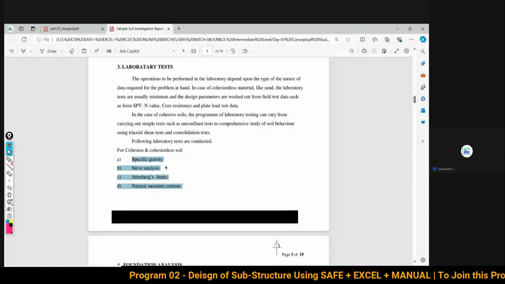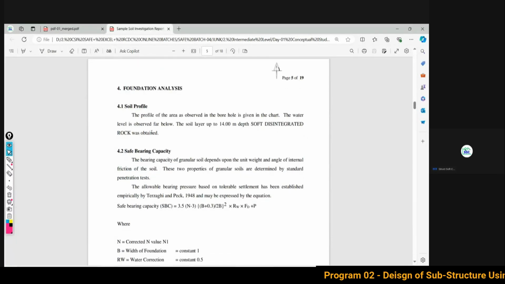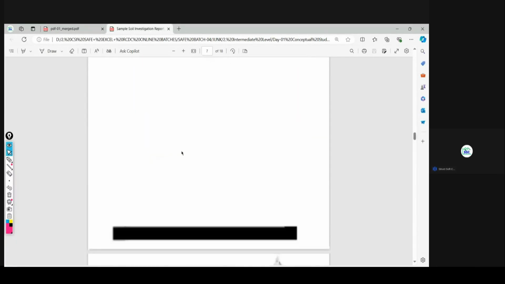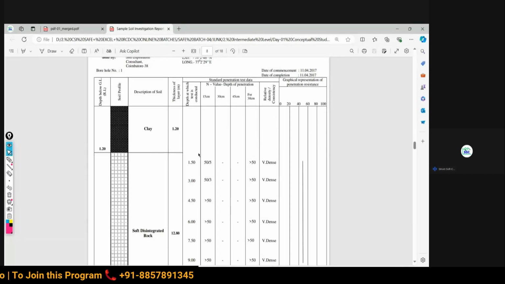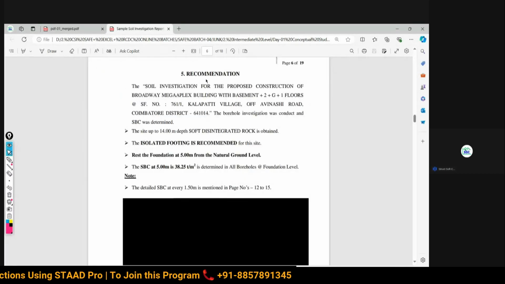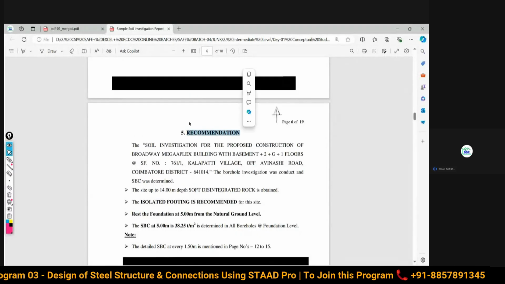That is not possible to do on site. Thereafter comes the soil profile. After doing the investigation, they are going to give the soil profile. This is the soil profile that will be given. I will come to this point first. In the last, we will have the recommendation. As I told you, the recommendation will be there, the final discussion and recommendation.